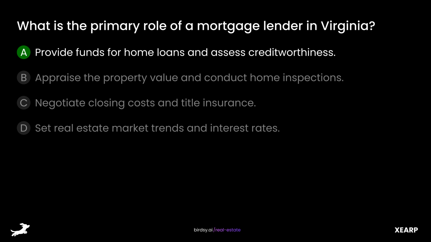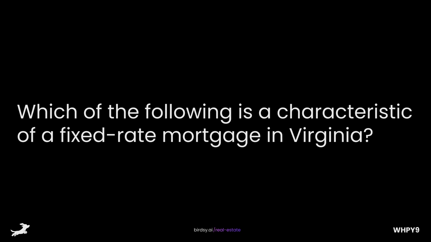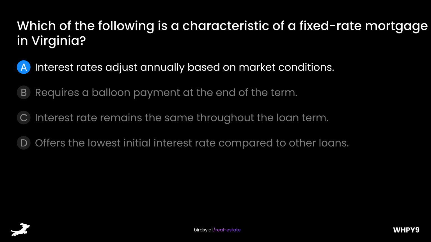The answer is A, provide funds for home loans and assess creditworthiness. A mortgage lender provides the funds for a home loan, assesses the borrower's creditworthiness, and sets the terms for repayment. They play a crucial role in the financing process. Which of the following is a characteristic of a fixed-rate mortgage in Virginia? Is it A, interest rates adjust annually based on market conditions, B, requires a balloon payment at the end of the term, C, interest rate remains the same throughout the loan term, or D, offers the lowest initial interest rate compared to other loans?